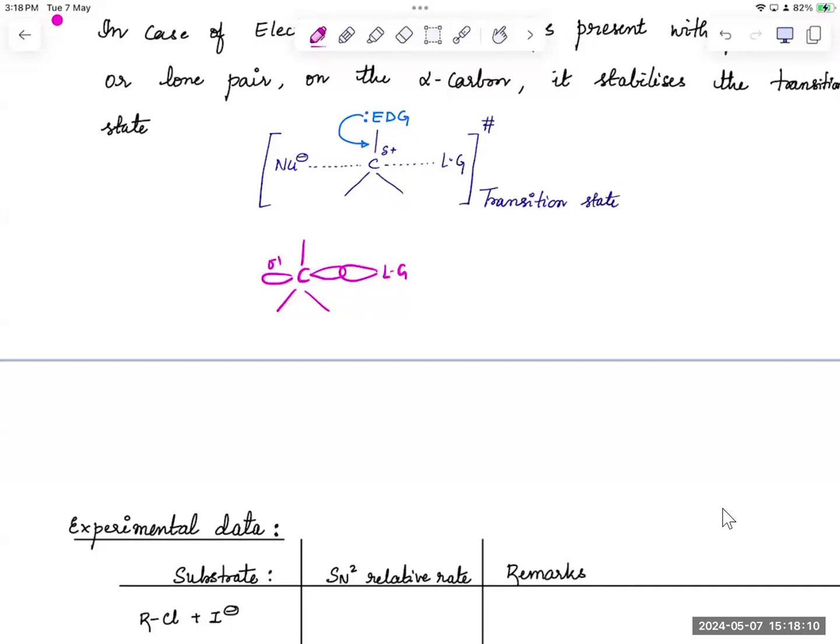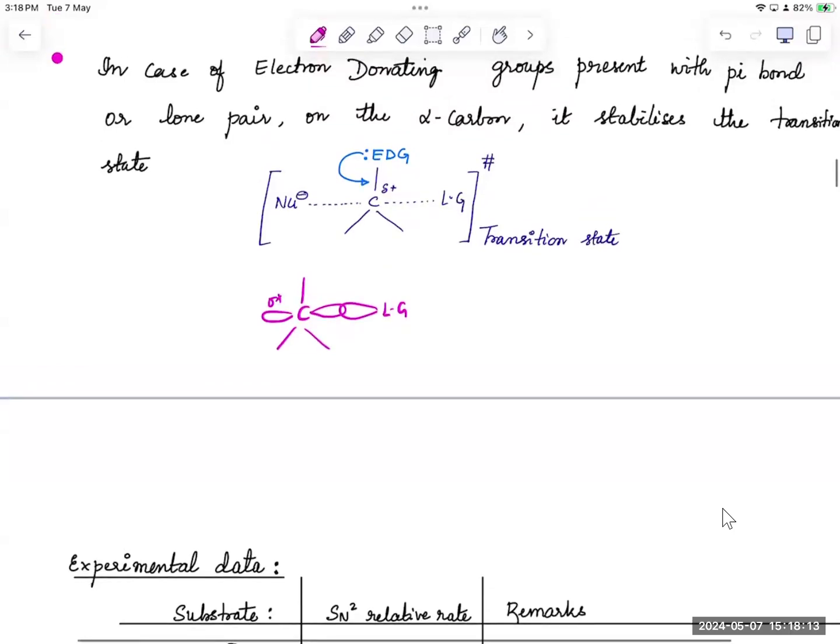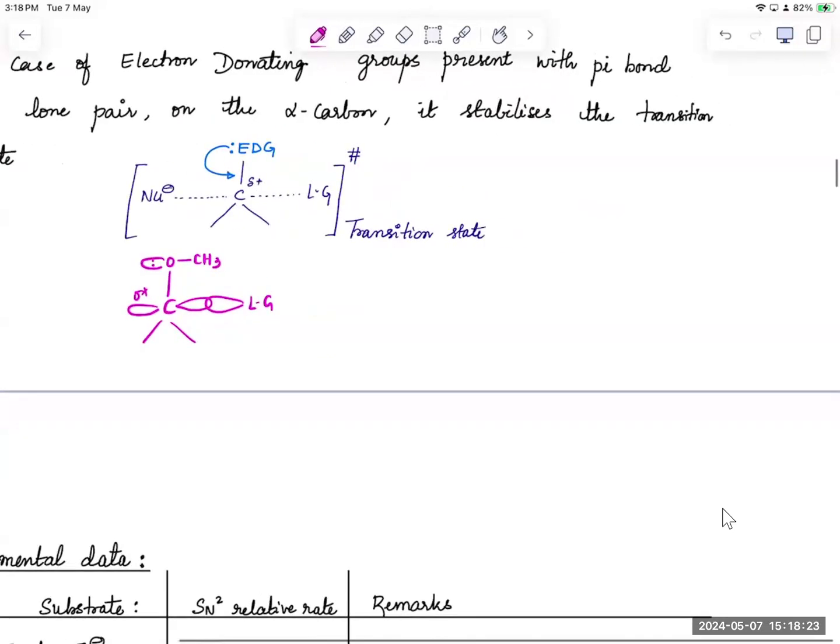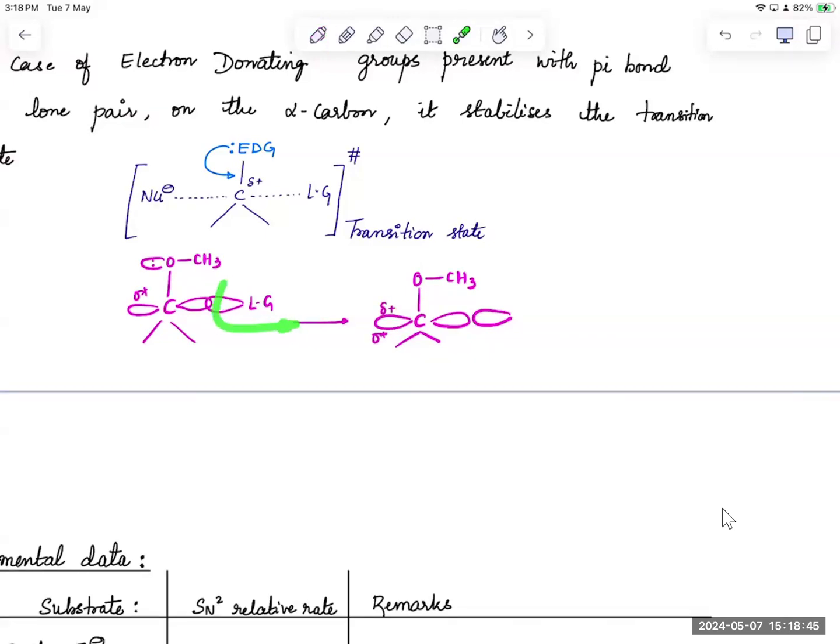This is the sigma star orbital, correct? Now, what I'm saying is, suppose there is any lone pair carrying group here, like lone pair carrying oxygen, which will have a lone pair like this. Now, when the leaving group is going, temporarily, before the nucleophile can approach, this leaving group has almost left. So what would happen? This sigma star will start getting delta positive charge because the leaving group is taking away electrons with it.